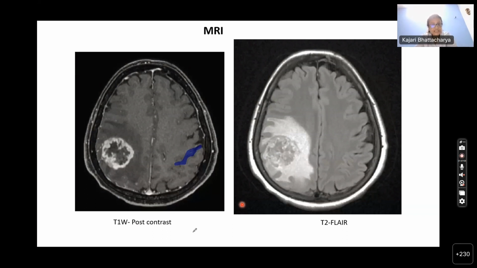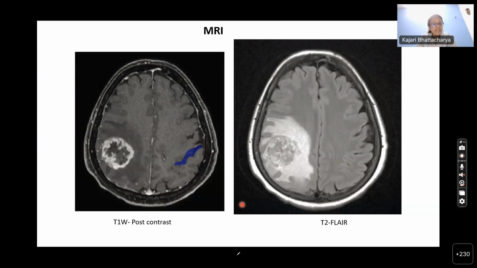Second, the third thing is that there is significant perilesional edema. So these finger-like projections which we are seeing in the FLAIR image signify vasogenic edema. So there is significant edema which is also contributing to the features of raised intracranial tension. As we can see, there is sulcal effacement and there is mild midline shift. So these will lead to raised intracranial pressure.